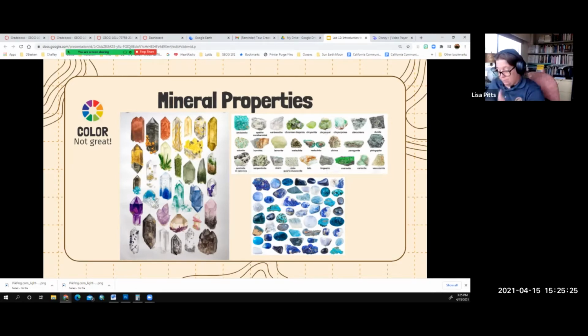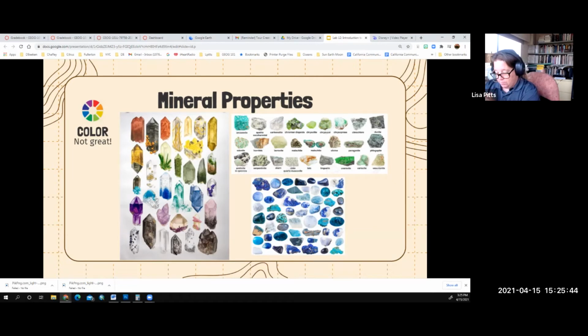So the first one, it says minerals, color is readily observable. I already said that. The five basic properties that we're going to talk about are color, streak, luster, hardness, and cleavage and fracture. And we're going to take them one at a time.